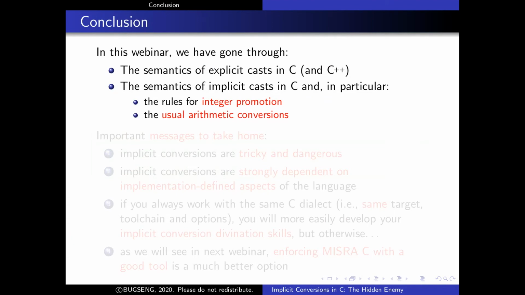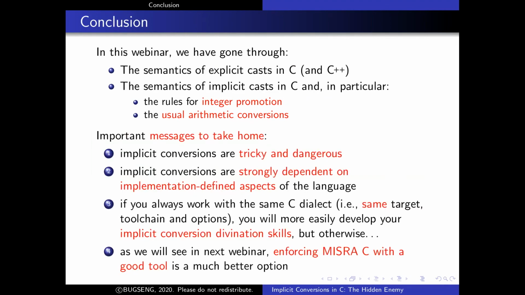In this webinar, we have gone through the semantics of explicit casts in C and also, to some extent, in C++. And then we have seen the semantics of implicit casts in C, and in particular, we have seen the rules for integer promotions and the rules for the usual arithmetic conversions.